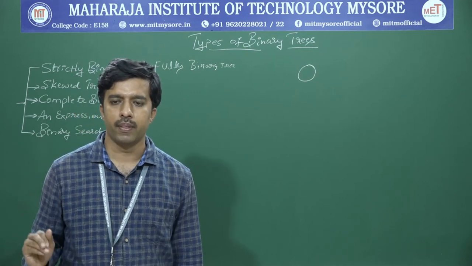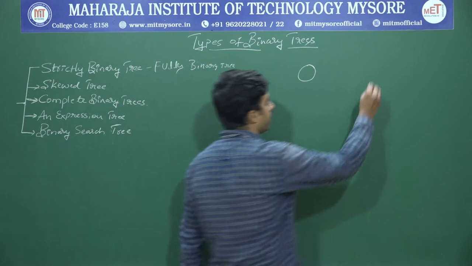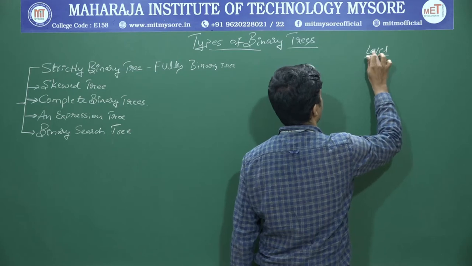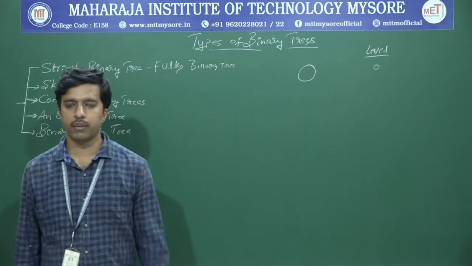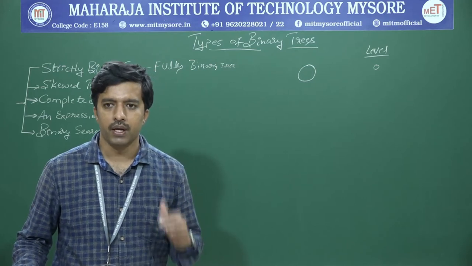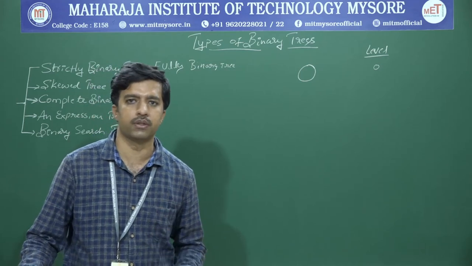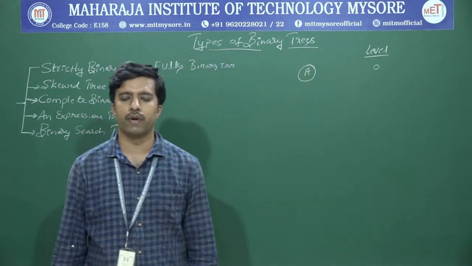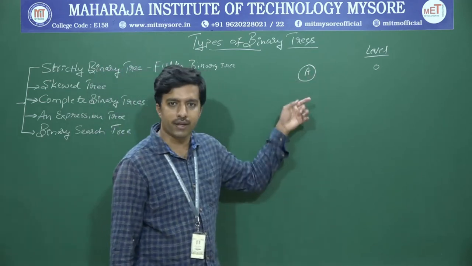At each level, this is my ith level. This is the 0th level. What the strictly binary tree or complete binary tree says is that at any level, each node consists of 0 or 2 children. Assume this is my A. A is the node at the 0th level. Either it is a strictly binary tree, yes.